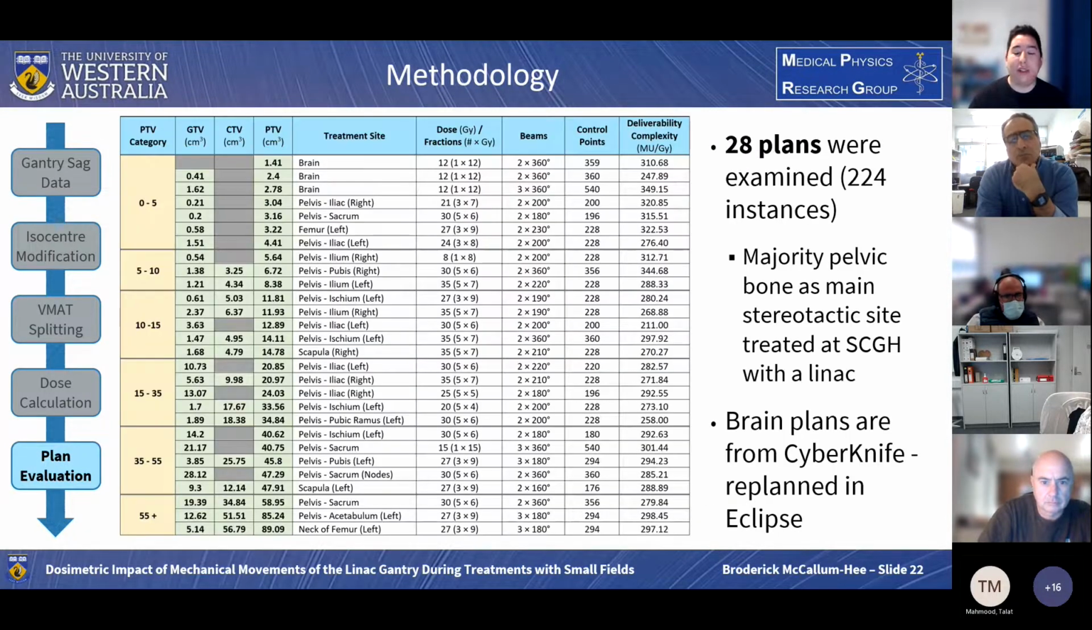For the project, 28 plans were examined, and for each plan, 8 different versions for the original, VMAT split, and for the different magnitudes of shift were calculated, resulting in 224 instances total. As you can see in this table, the majority of the plans were from the pelvic bone region, because it was the main stereotactic site treated at Sir Charles Gairdner Hospital with a Linac. The 3 brain plans at the top were originally from CyberKnife, however they were replanned in Eclipse.